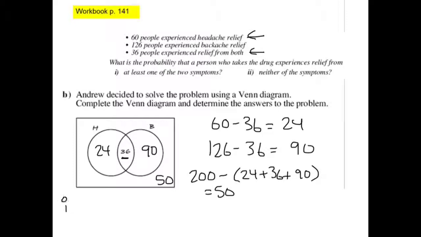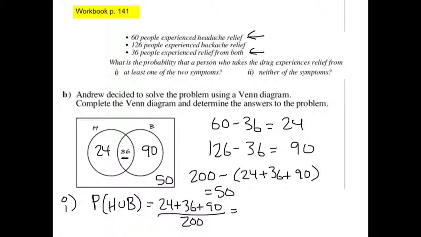On the other hand, let's take a look at it. So the probability of headache or backache relief, or at least one of those, you can find that out by looking at the Venn diagram. It's going to be 24 plus 36 plus 90, and that's all going to be divided by the number of people, which is 200. That's going to be 0.75. On the other hand, the people who really experienced no relief, that was 50 people out of 200, which is going to be 0.25.